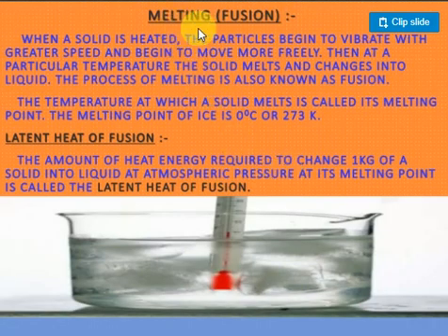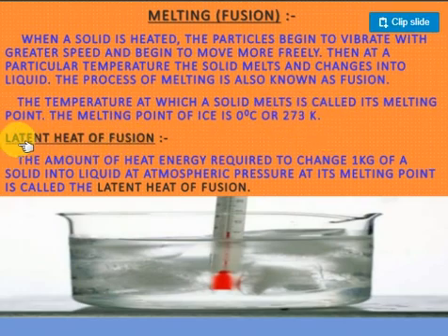Here, melting or fusion. You know very well, the melting process means whenever a solid is heated, the particles begin to vibrate with great speed and move more freely. Then at a particular temperature, the solid melts and changes into liquid. The process is known as melting only. Melting is nothing but the change of solid into liquid only. The temperature at which a solid melts is called the melting point only. The melting point of ice is 0 degrees Celsius. Another temperature unit also used is kelvin, 273 kelvins only.